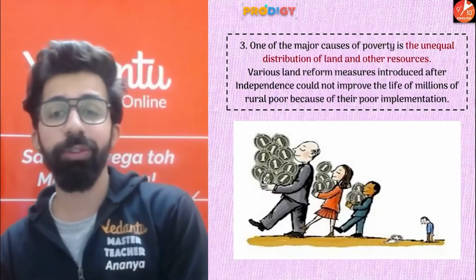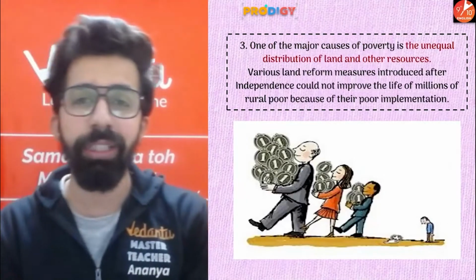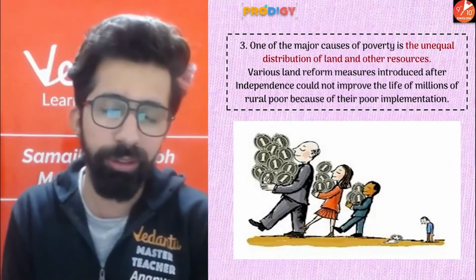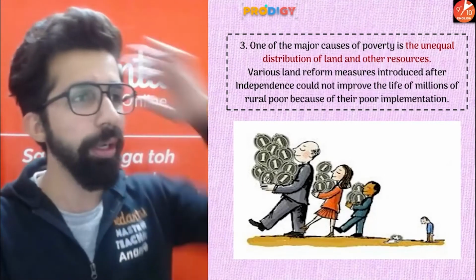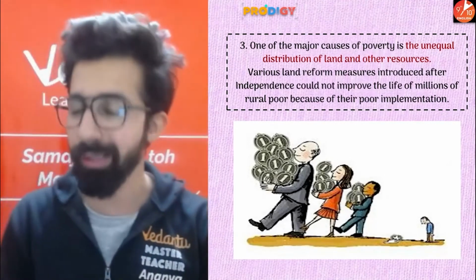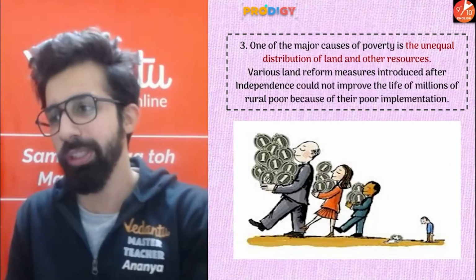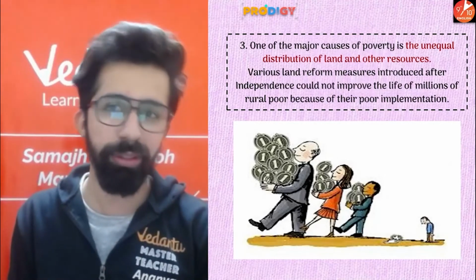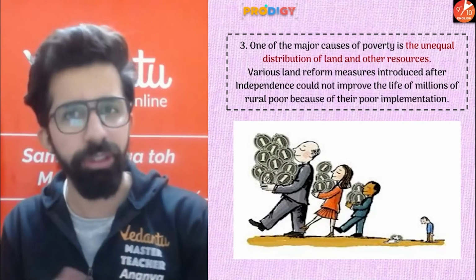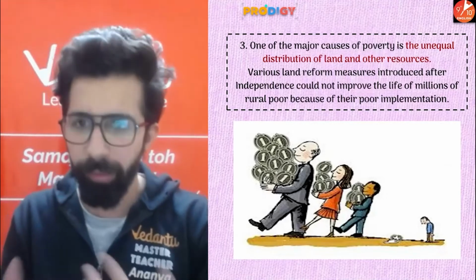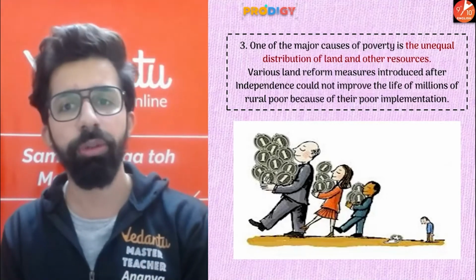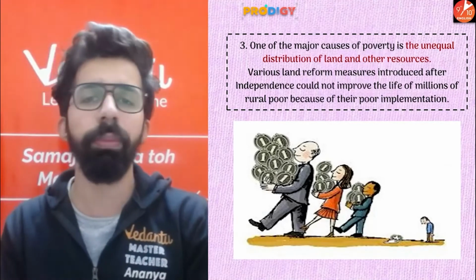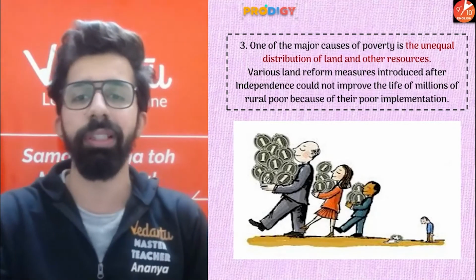Third, guys, one of the major causes of poverty is unequal distribution of land and other resources. As you know, there are a few states which are rich in natural resources, but there are a few states which lack natural resources. So, guys, various land reform measures have been introduced by the government of India, so that we can try to come up with a solution to this uneven distribution of land and other resources.